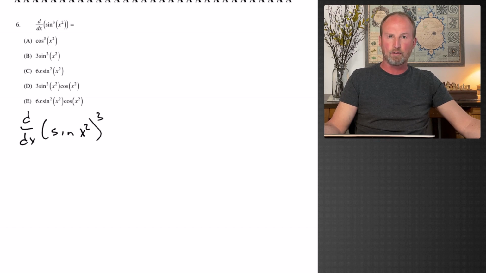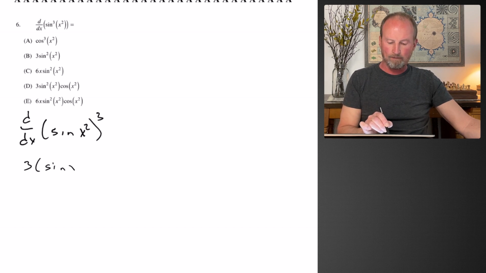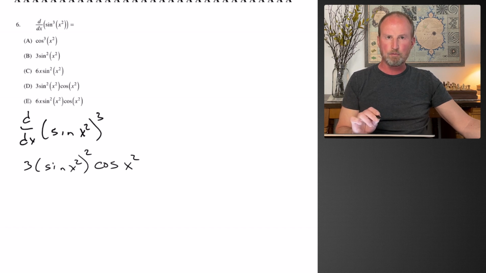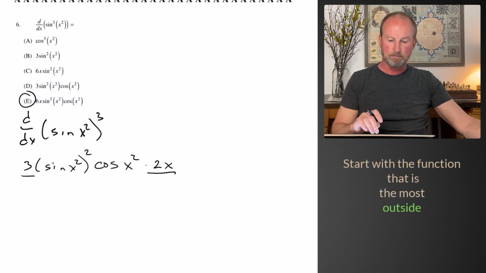And now I'm going to take the derivative using chain rule. So I have a power rule first. So I have 3, leave the inside alone, decrease the exponent by 1. Derivative of the inside function, derivative of sine is cosine. The most inside function is x squared, and the derivative of x squared is 2x. Combining some like terms, and it looks like we have letter E. Key on this one, recognize what function is the most outside, and then work your way in from the most outside to the inside.